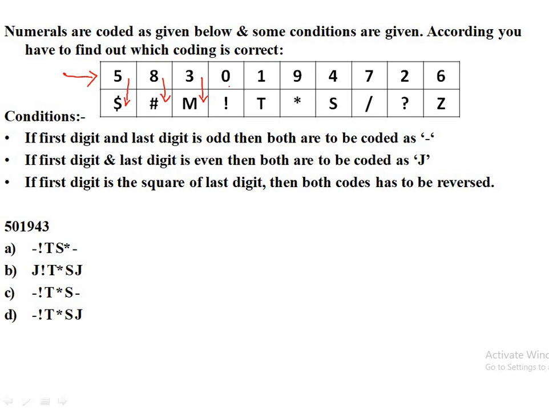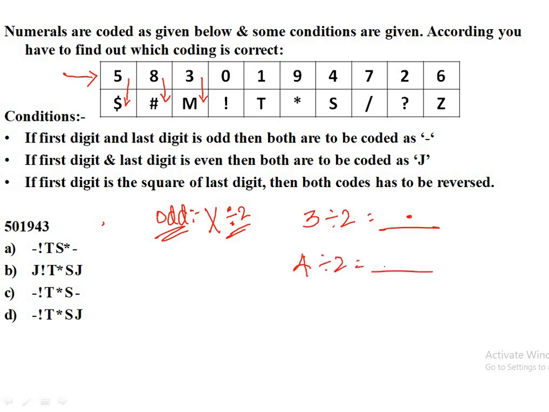Moving on to the conditions. If the first digit and last digit are odd, then both are to be coded as the minus symbol. Odd means not divisible by 2. Example 3: it is divisible, but I get decimals. What about 4? I don't get any decimals. If I divide any number by 2 and it gives a decimal, it is an odd number. Very simple, the basic one.